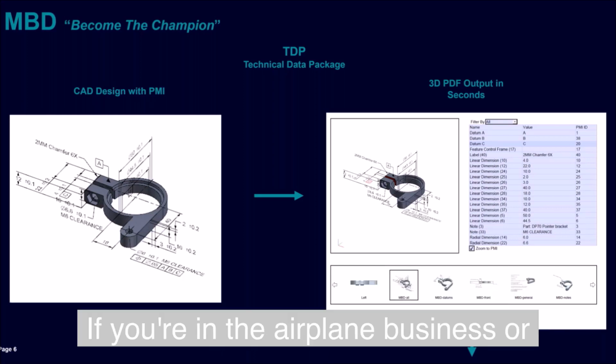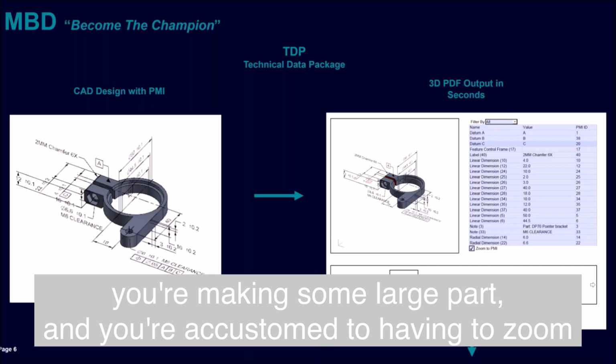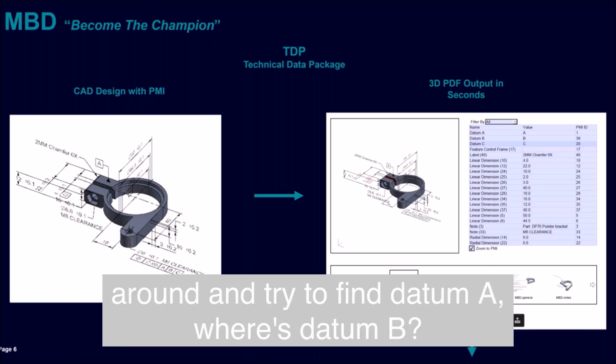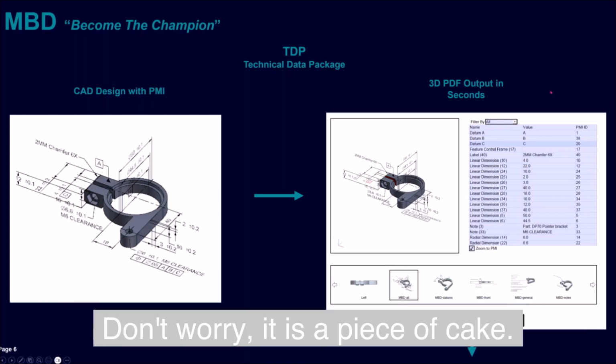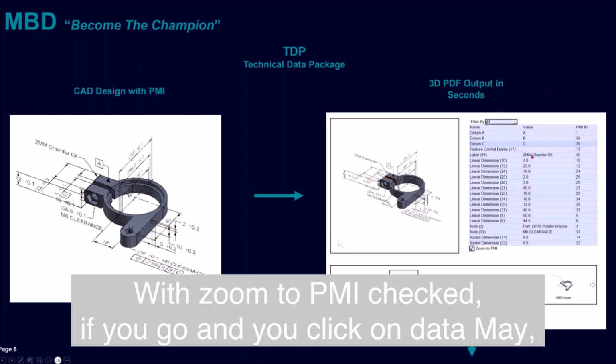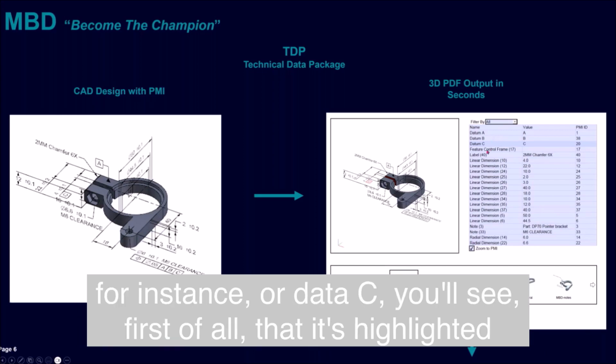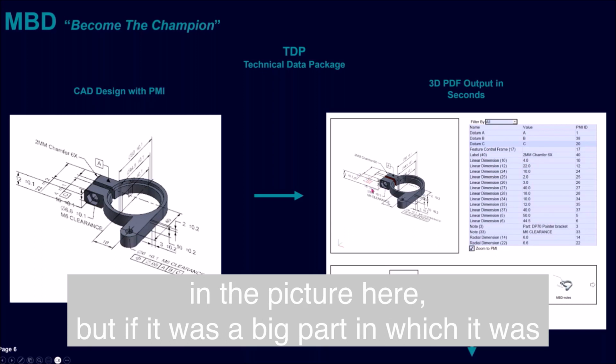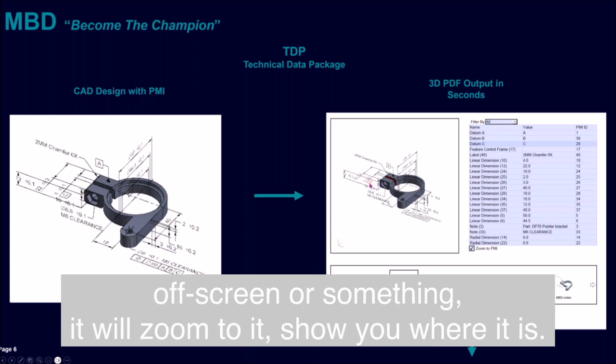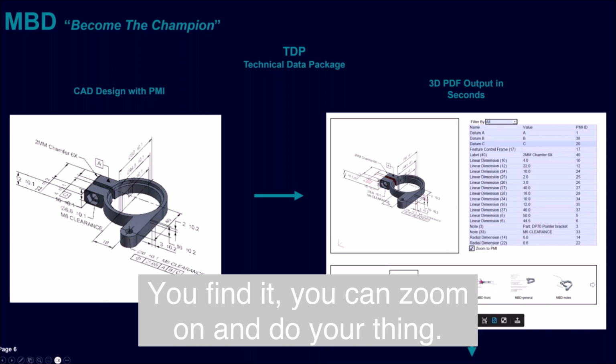If you're in the airplane business or you're making some large part, and you're accustomed to having to zoom around and try to find datum A, where's datum B? Don't worry, it is a piece of cake. With zoom to PMI checked, if you click on datum A, for instance, or datum C, you'll see first of all that it's highlighted in the picture here. But if it was a big part in which it was off screen, it will zoom to it and show you where it is. You find it, you can zoom out and do your thing.